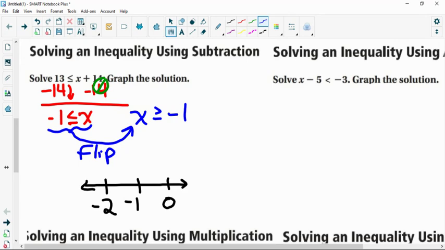Now my result had negative 1, so I'm going to put a circle there. But it did say "or equal to," so it means I color in the circle. Negative 1 is one of my answers. But so are all the numbers greater than, so I would color in the number line to the right.